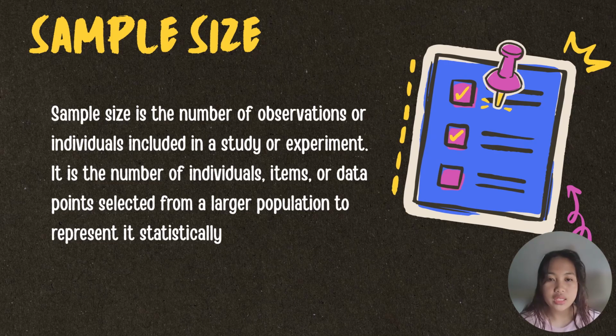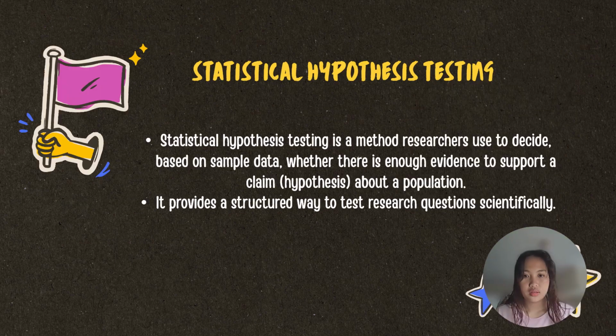So we have the sample size. The sample size is the number of observations or individuals included in a study or experiment. It is the number of individuals, items, or data points selected from a larger population to represent it statistically. So the sample size is simply the number of people or respondents who are the subjects in your study. The sample size is important because it affects the findings of your study and how reliable your conclusions will be.